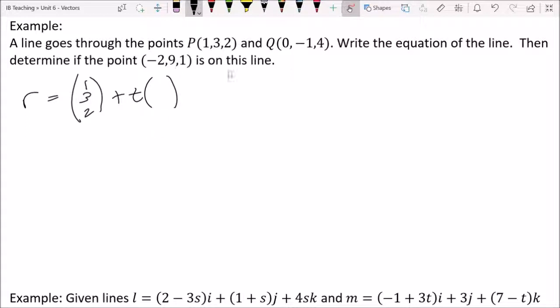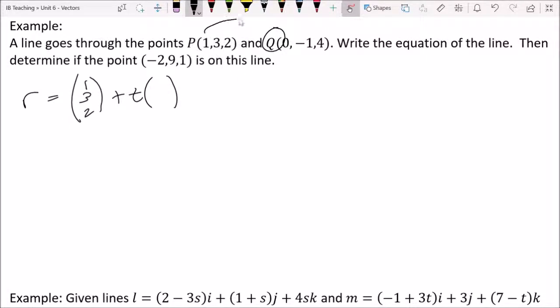But that's not really what that says. We are asked to determine if the point is on the line. It's not telling you how to get from point to point. So the question is, if we're at (1, 3, 2), how do we get to another point on the line? Well, let's see. What is another point on the line? Right here. So how would I get from P to Q?